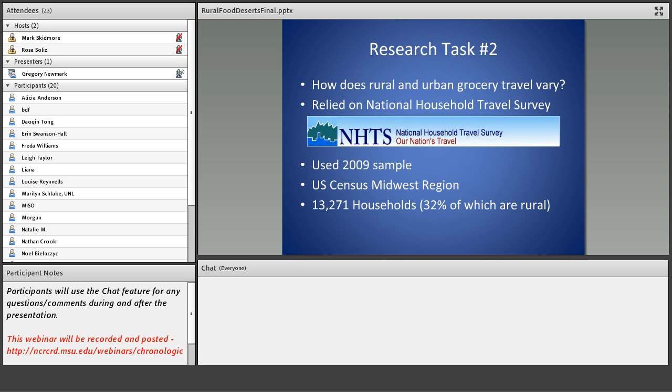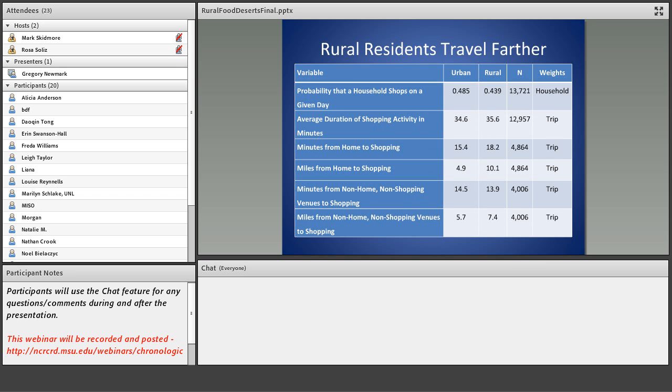All right, so our next task was to try and understand how rural and urban grocery travel vary by actually looking at the data. So we used the National Household Travel Survey. We used the data from the 2009 sample, and we focused only on the U.S. Census Bureau's Midwest region, which perfectly coincides with the NCRCRD boundaries. And in that sample, there were about 13,000 households, about a third of which were rural, which is actually a higher proportion than the survey as a whole, which is great for our study.